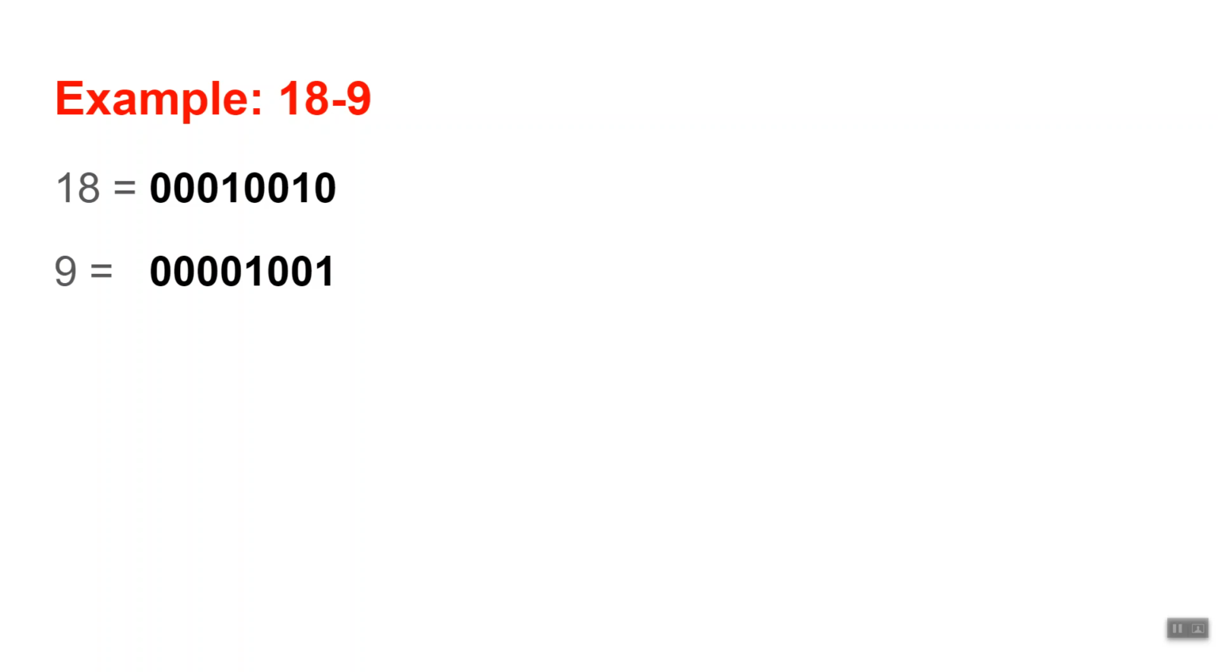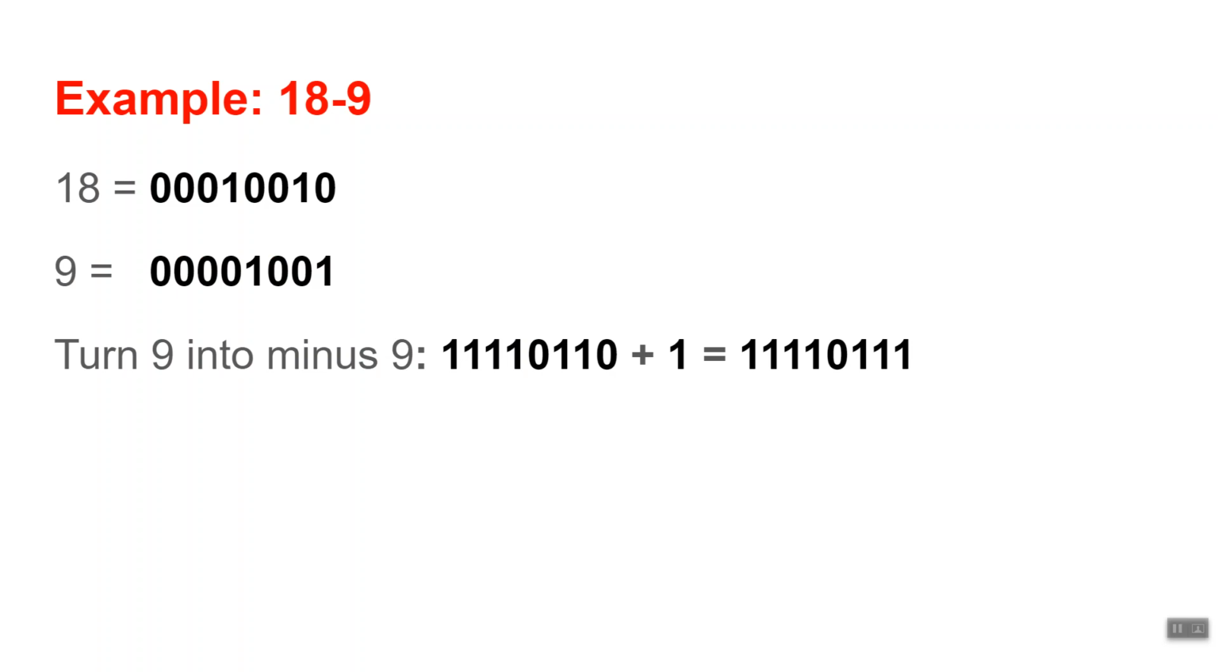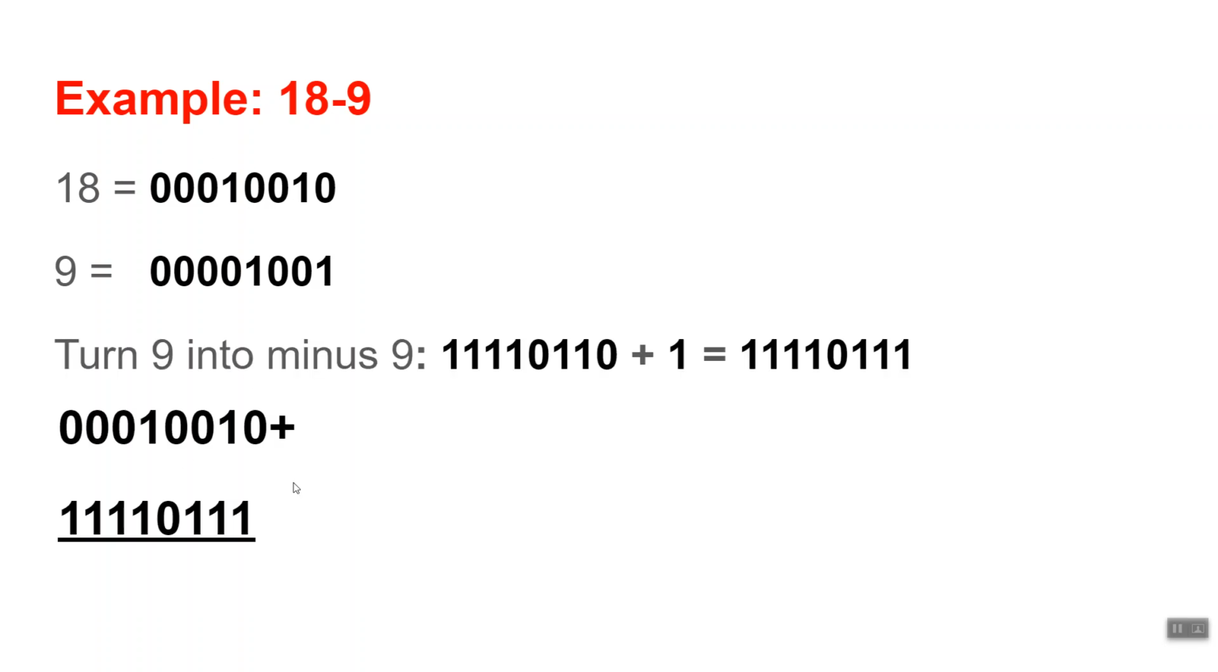So let's do 18 minus 9 as an example. So there's 18, okay, there is 9. If we want to turn 9 into minus 9, that's what it looks like. So we turn the noughts to ones and the ones to noughts and add 1. So we end up with that as our minus 9. So then all we need to do is add this number to this. So two numbers together. It's not lined up brilliantly, but again, this might be a good time to pause and try and do that addition yourself.